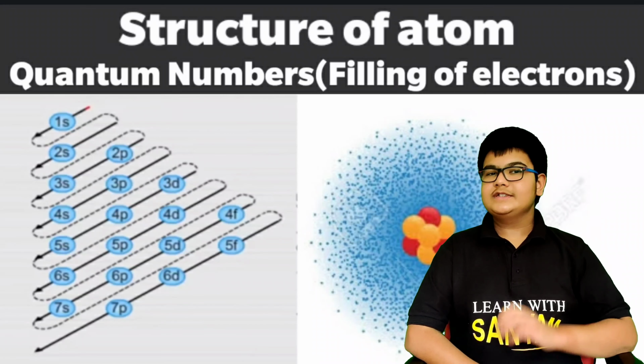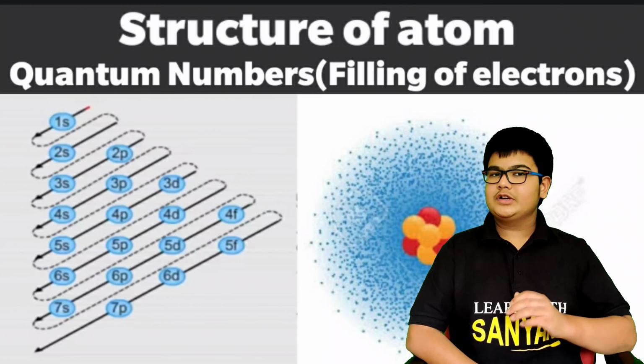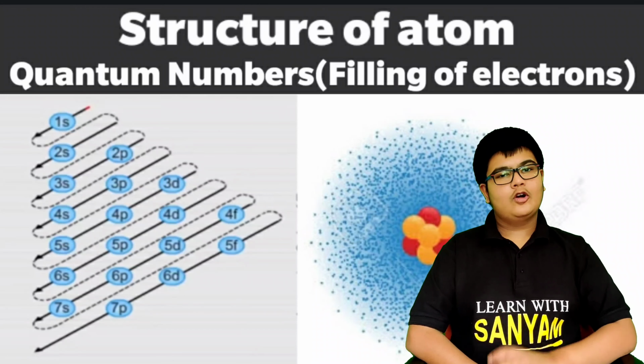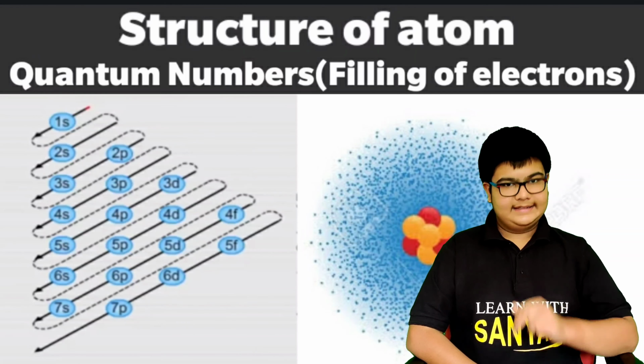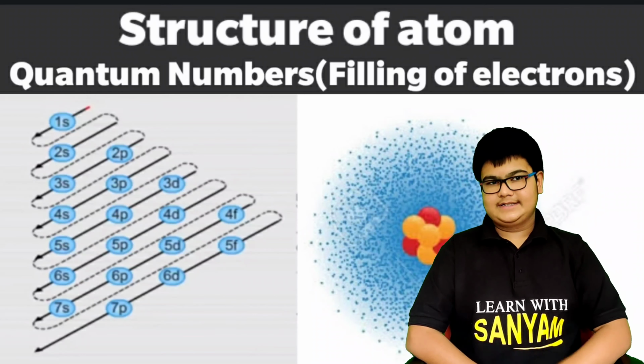Friends, welcome to the 6th and last lecture of class 11th chemistry chapter 2, Structure of Atom. This lecture is a continuation of the quantum numbers video. In this lecture, we shall discuss the rules for filling electrons in orbitals.